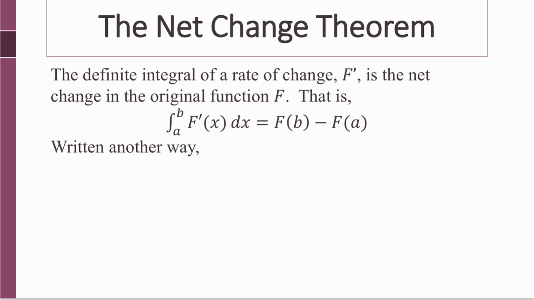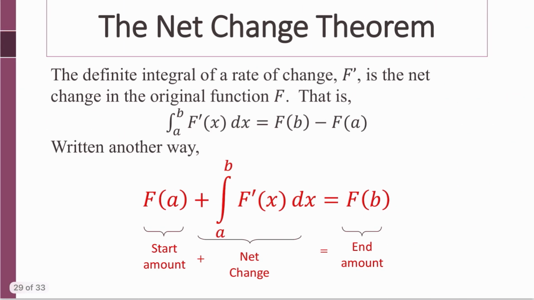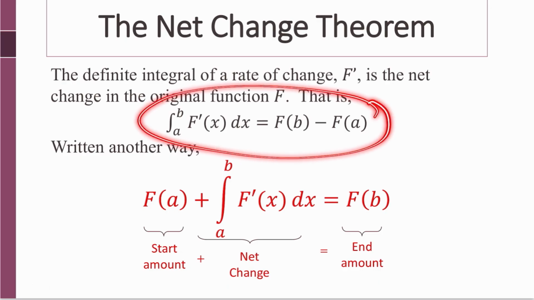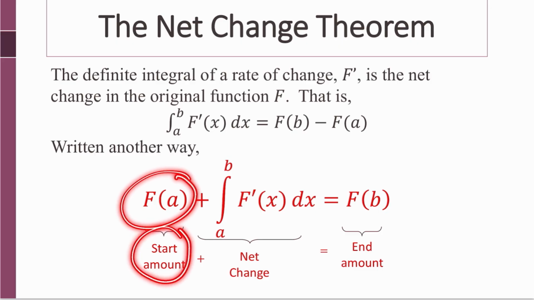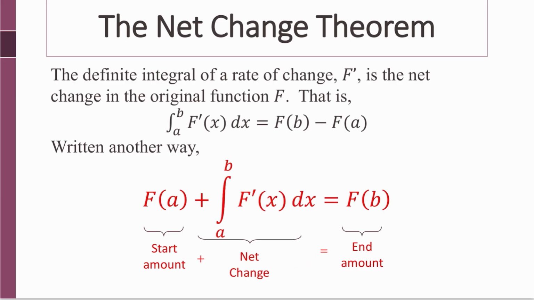All right, the last thing I want to talk about is the net change theorem, which is basically the fundamental theorem of calculus. So remember, the area under a rate of change curve gives you the accumulation of change. So you could rewrite your fundamental theorem of calculus. If I wanted to isolate f of b, I can just add the f of a to the other side. And then f of a is your starting amount, and then this is your net change, and that's going to equal your ending amount.